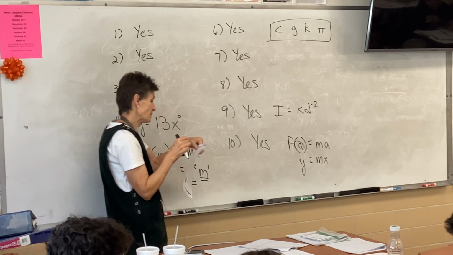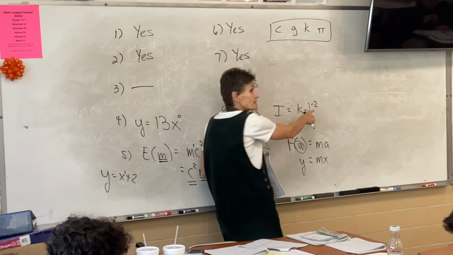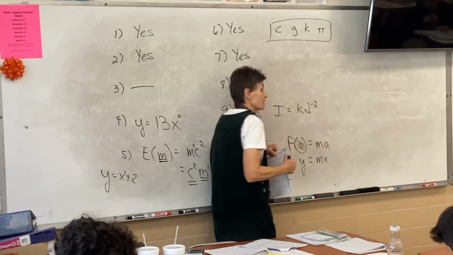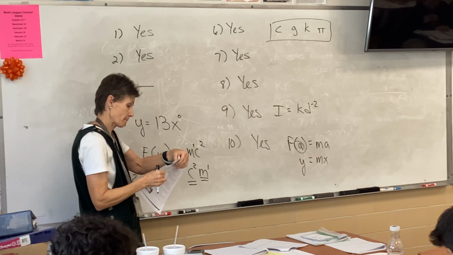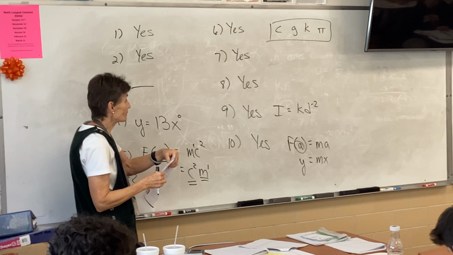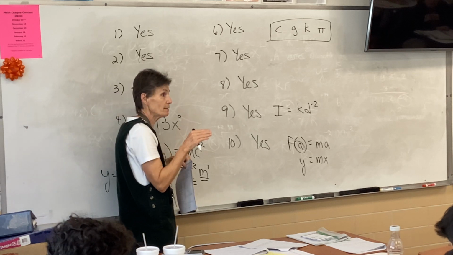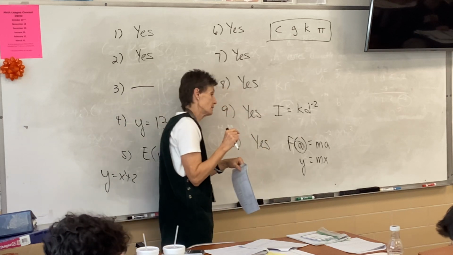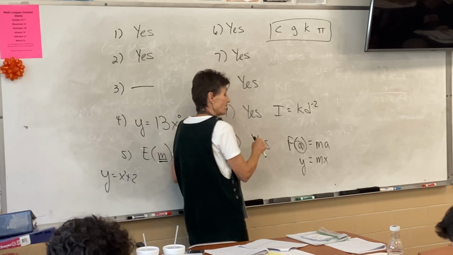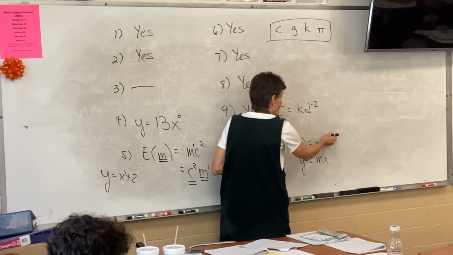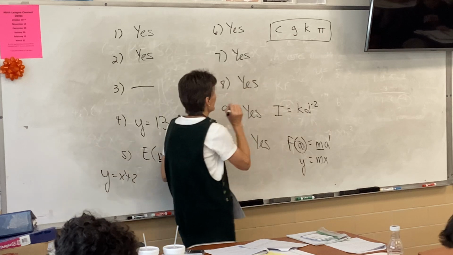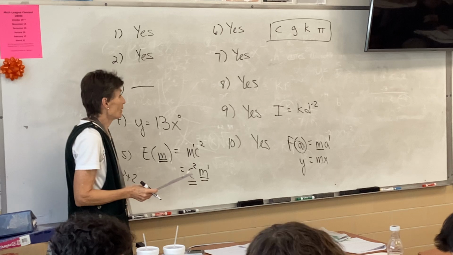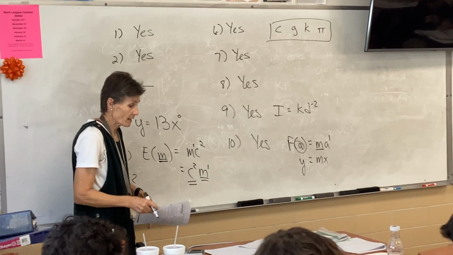This one's a little tricky. The power is negative 2, and the constant is K. Would it not be K over 1? K over 1 is the same as K, so that's fine. Then number 10, the power is 1, and the constant is M. Are we okay with that?